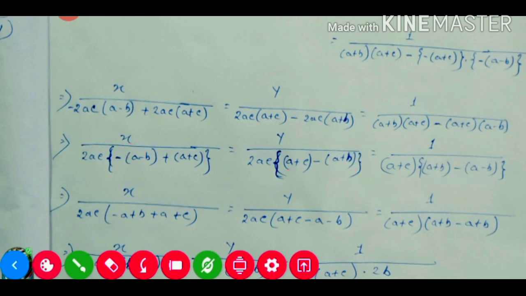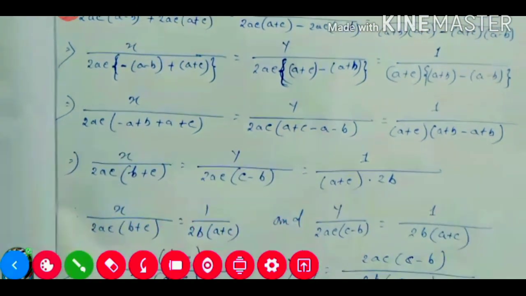Now which one can we cancel? This one will cancel this one. So it is minus a, it is plus a, it will be cancelled, so b plus c only will remain. Here also a will be cancelled, so c minus b will remain. Here a plus a, it is minus, will be cancelled, so 2b will remain.